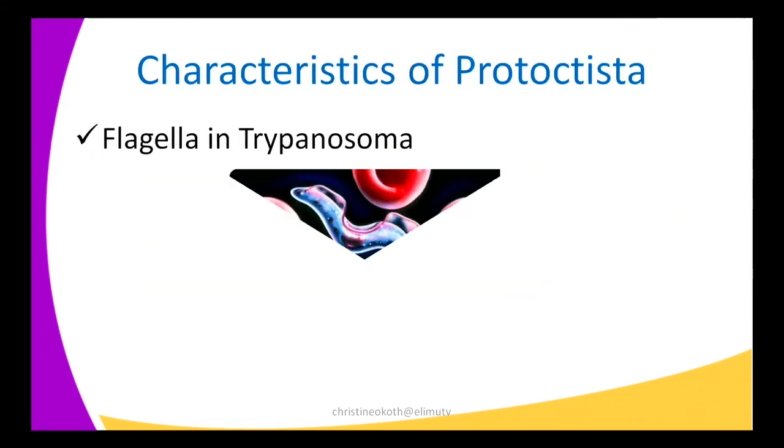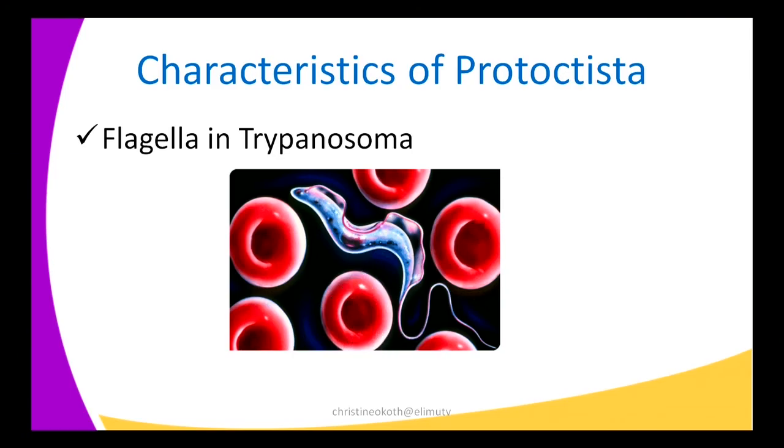Then secondly, we have the flagella, which are found in the Trypanosoma. This is the tail-like structure at the end of the organism. It uses it to move within the environment. There is an illustration of a trypanosoma moving within the red blood cells using the structure known as the flagella. This structure is also found in bacteria.